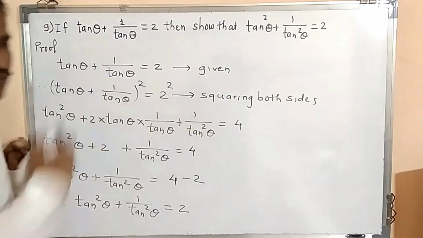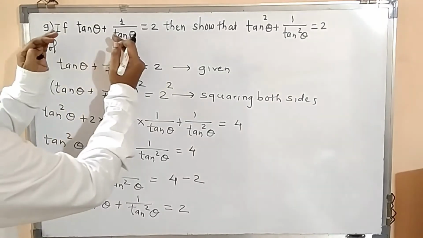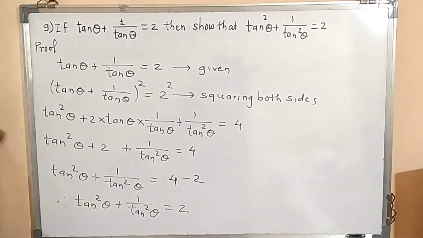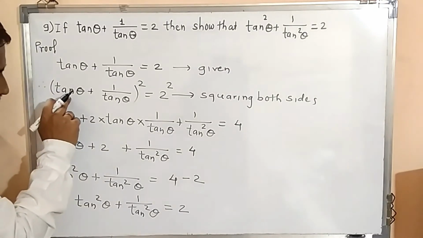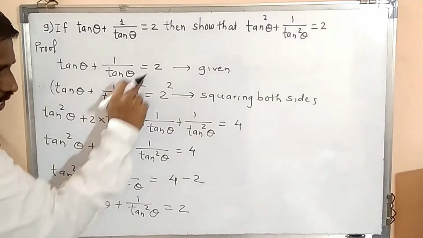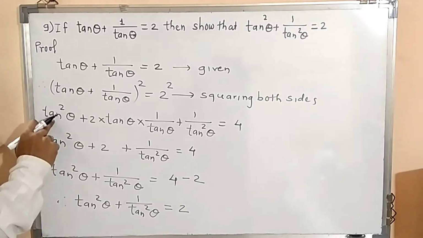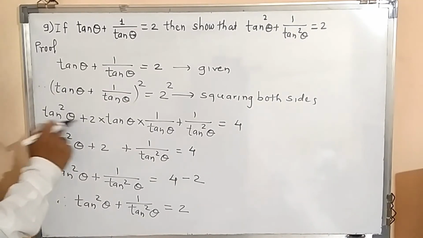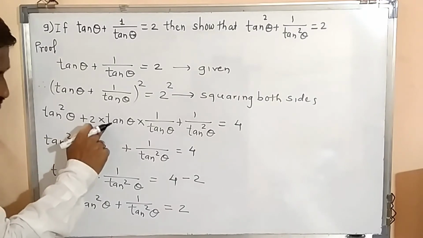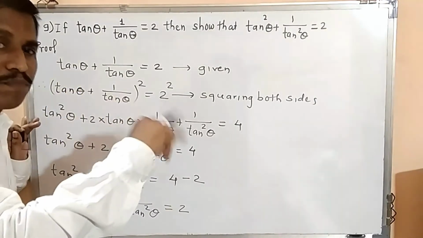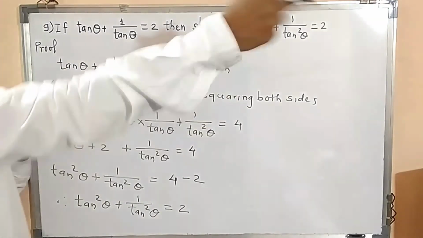Squaring both sides, what will I get? The square of this binomial is equal to the square of 2. So I will consider this as (A plus B) whole square. What is the expansion? (A plus B) whole square is A square plus 2AB plus B square.